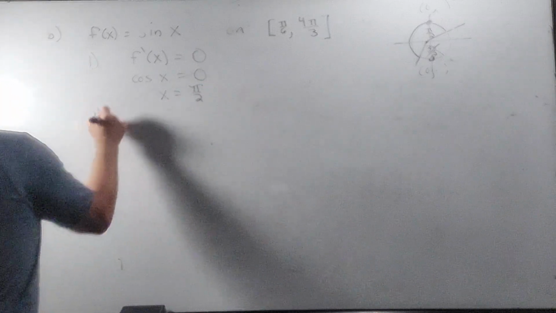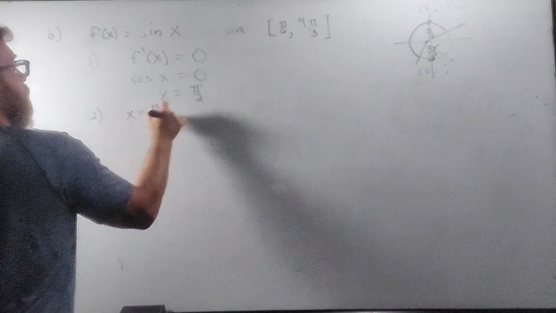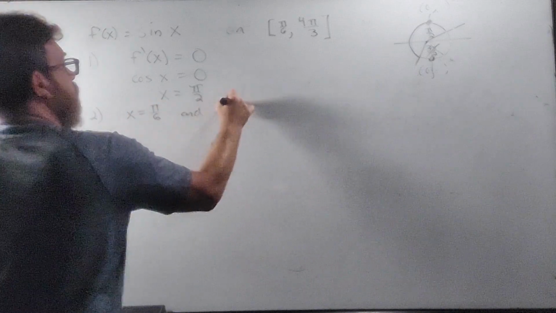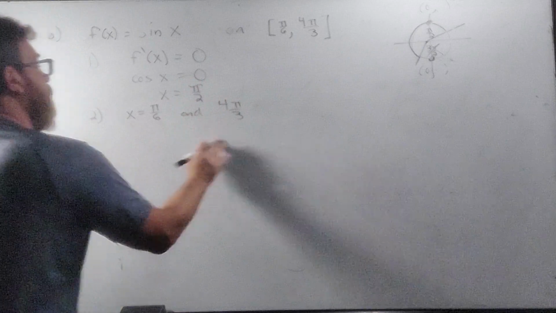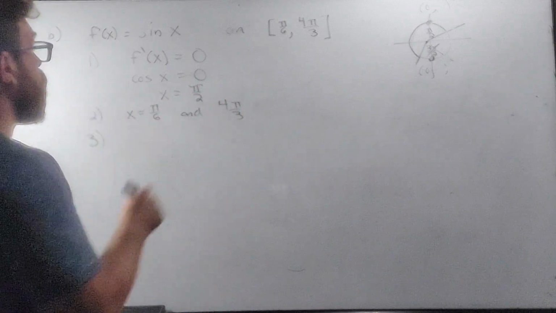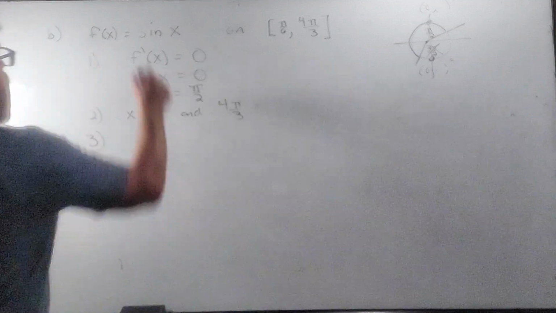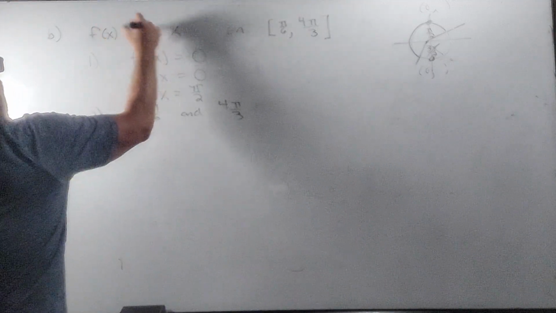Now 2 is just giving you the endpoints. We have pi over 6, and we have 4 pi over 3. So last, number 3, we just have to evaluate the original function. Be careful, don't plug it into the derivative. That happens sometimes with my students. We're trying to find the maximum and minimum of the original function, which happens to be the sine of x.